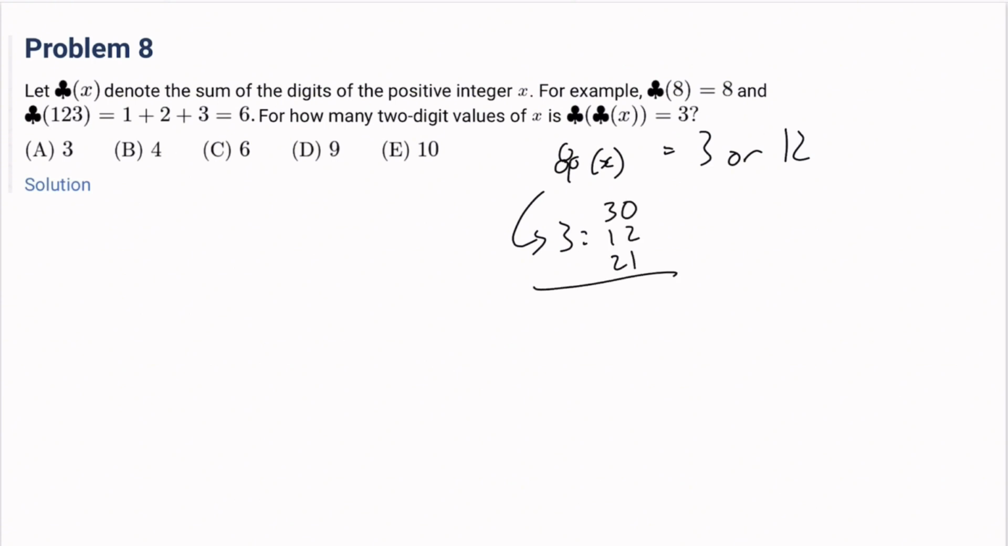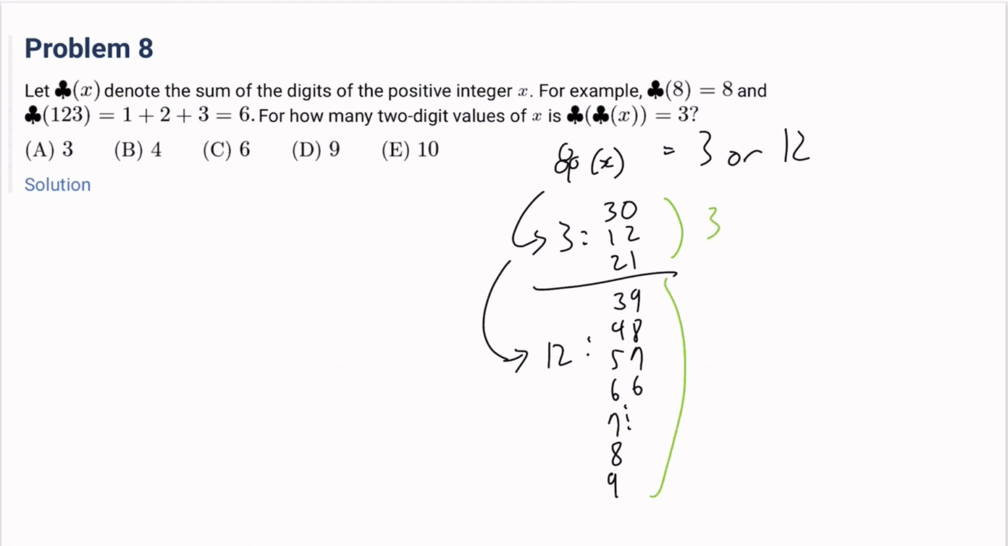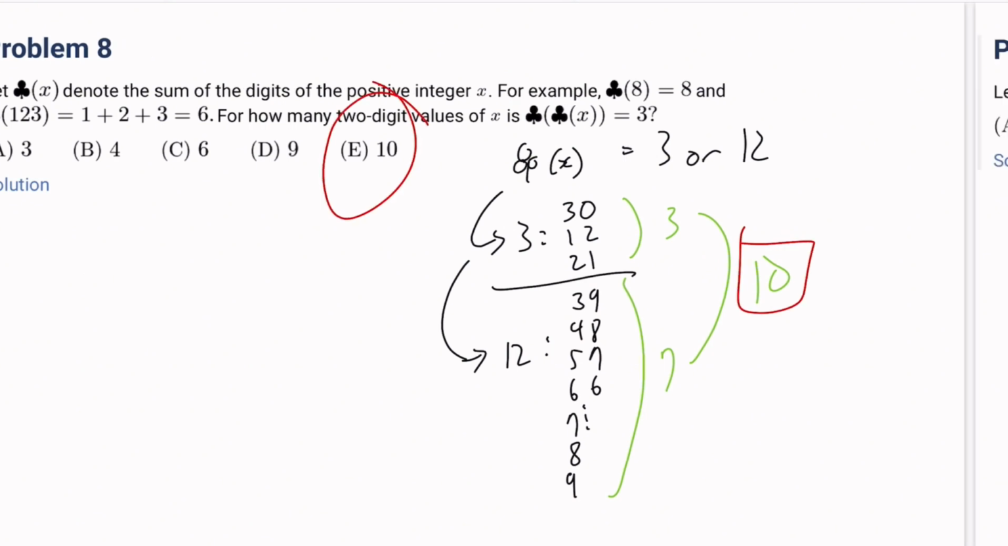But if club is 12, that means the sum of the digits is 12, so it's all the way from 39, 48, 57, and then 66, all the way to 75, 84, and 93, right? And so this is it. So we have 3 values here, and we have 3, 4, 5, 6, 7, 8, 9, 7 values here. That added up is 10 values, so the answer is 10. It's E.